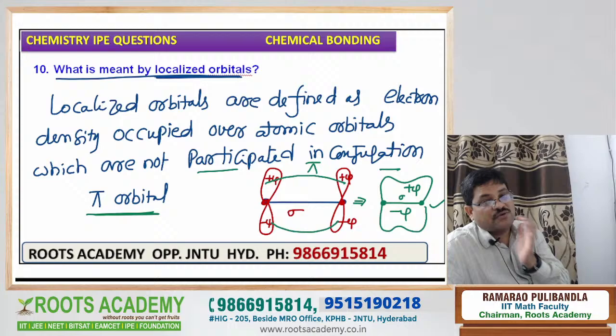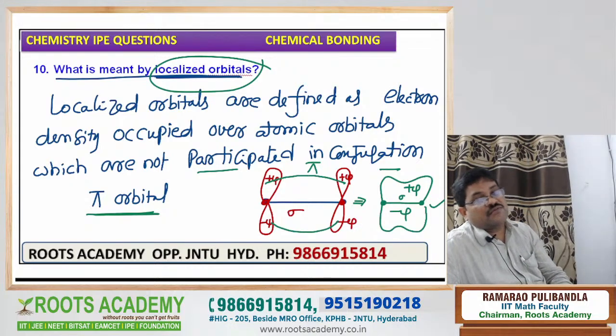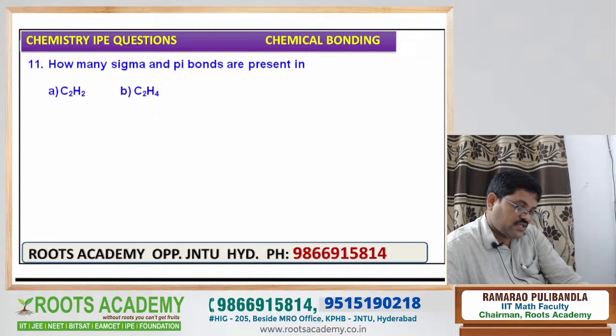What is positive and negative, students? Amplitude of electron density. Simple statement. That is the meaning of localized orbitals: electron density occupied over the atomic orbitals which are not involved in conjugation. Right. Now see the next question.